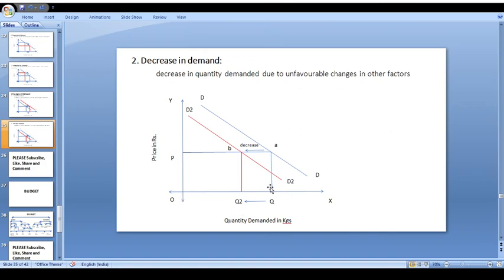As shown in figure, DD is our original demand curve, and it shifts inward to the left from DD to D2D2, which indicates decrease in demand. Students, price is constant at P, and due to changes in other factors, demand moves from Q to Q2, from point A to point B, and point B is on D2D2. This indicates the decrease in demand.